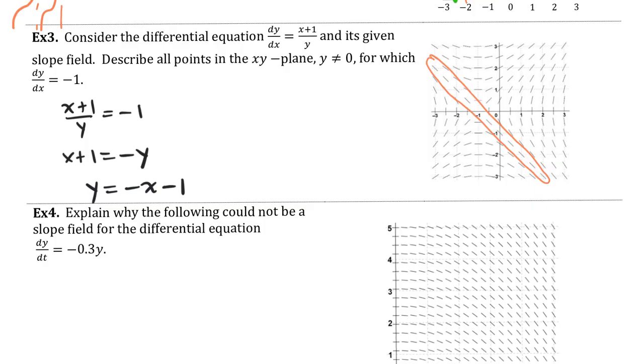Let me think about what that is saying. I want to figure out when the slope is -1. The slope is -1 along all the points on this line. The y-intercept is -1, the slope's -1. These all look like they have a slope of -1 if I were to graph this line. So how would I describe this? Describe all points in the xy plane for which the slope is -1. The points that are going to have a slope of -1 are all the points on the line y equals -x minus 1.